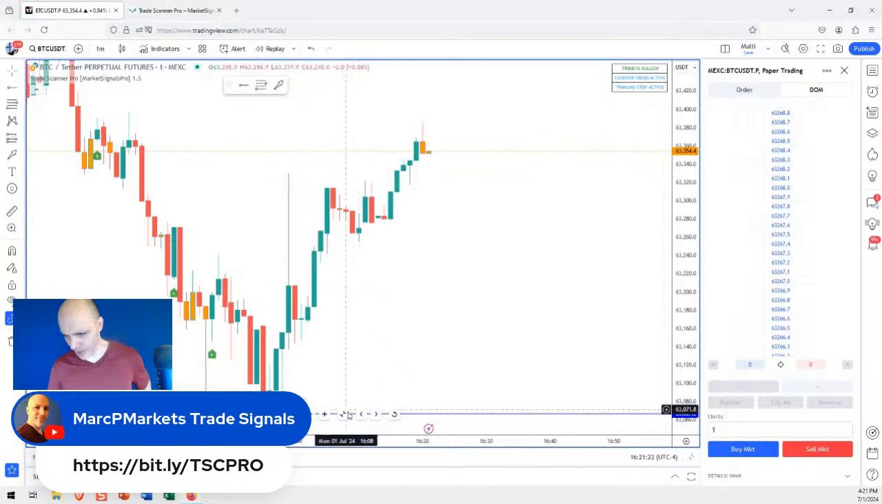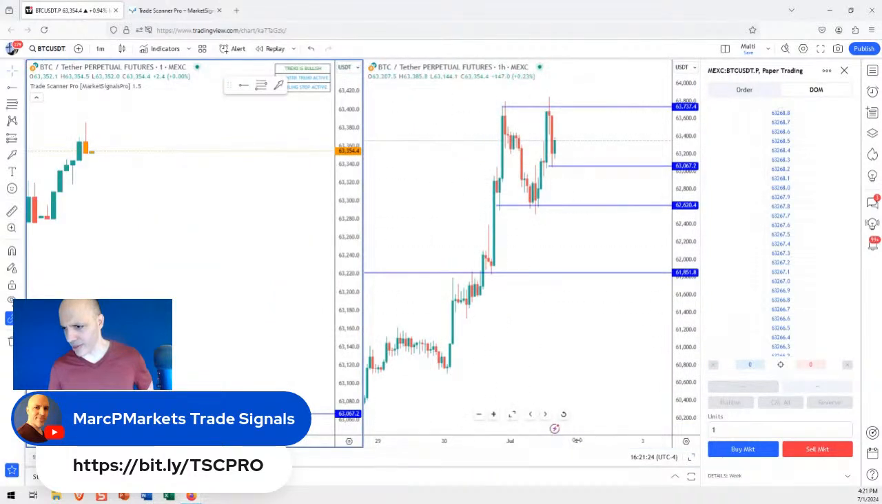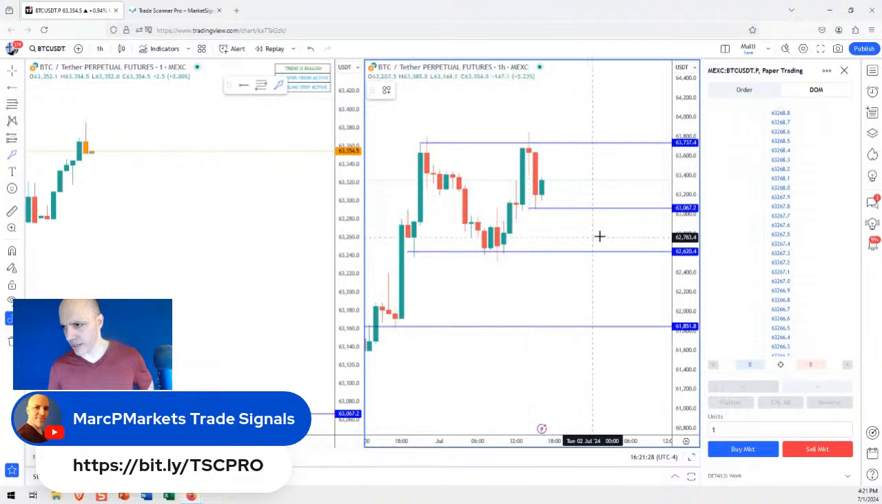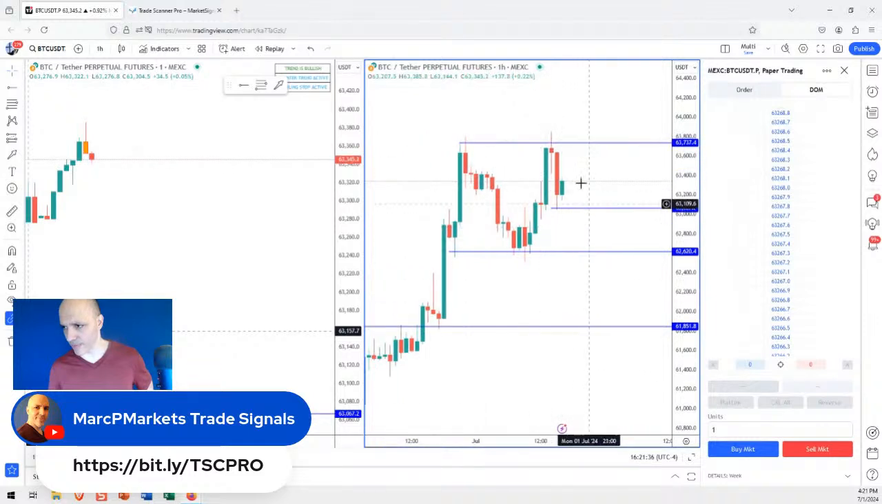Let me go back to my hourly and just see what's going on here. Let me open up this hourly. What is going on? Is this like turning on me? Is this a higher low? This could be a higher low. I mean, this trend is generally bullish.